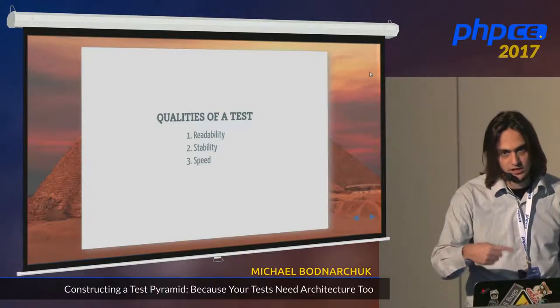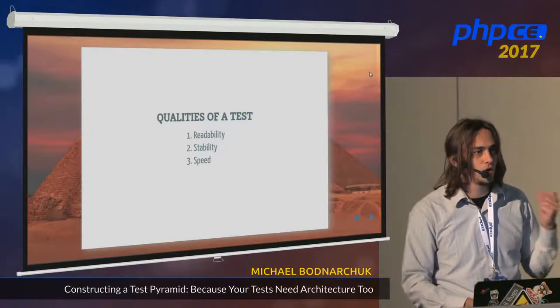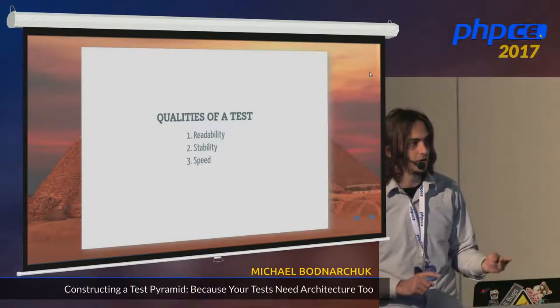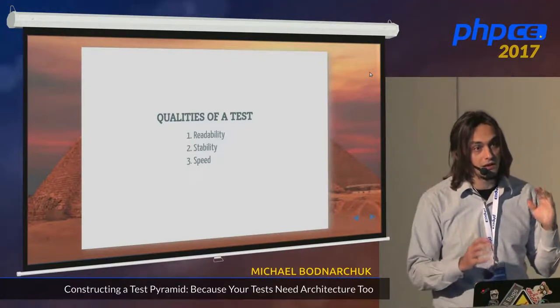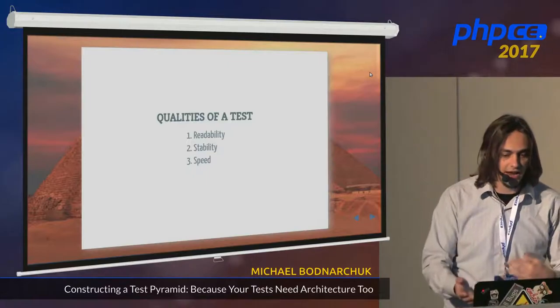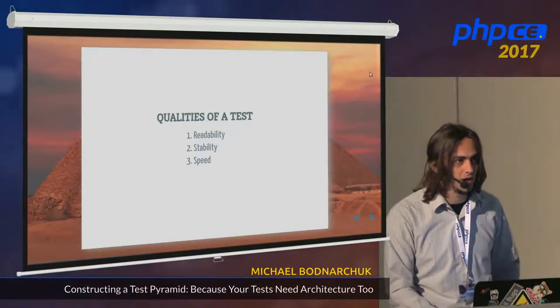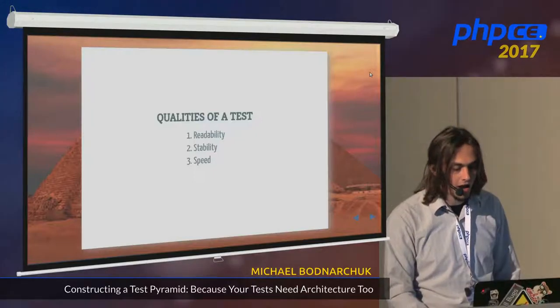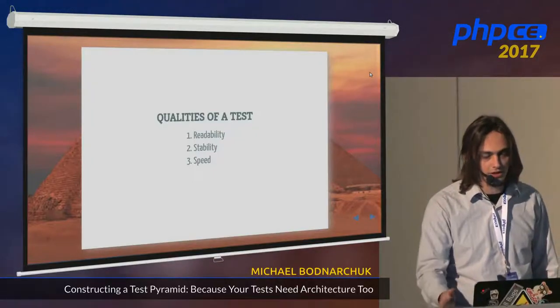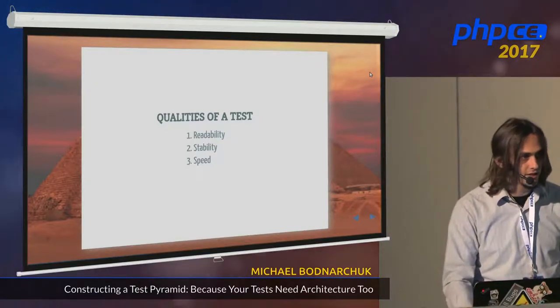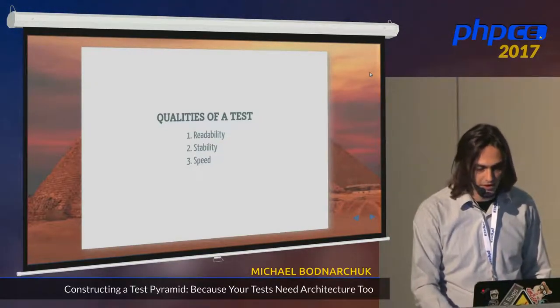I'm just counting them by their priority. First, we need to make a readable test. Second, it should be stable. And third, it should be as fast as it can. All these three points should be taken into account before the test development. Actually, we have lots of options to develop our tests, and I'll tell you about them more. But let's figure out what these qualities mean.